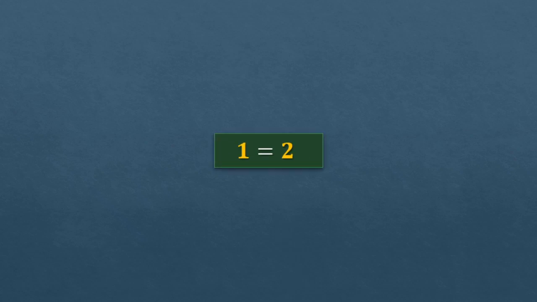Is it possible that the number 1 could actually be equal to the number 2? At first glance, this sounds impossible. Yet, with a sequence of algebraic steps, we seem to arrive at exactly that conclusion. Where does mathematics break down? Stay until the end to uncover the hidden mistake.